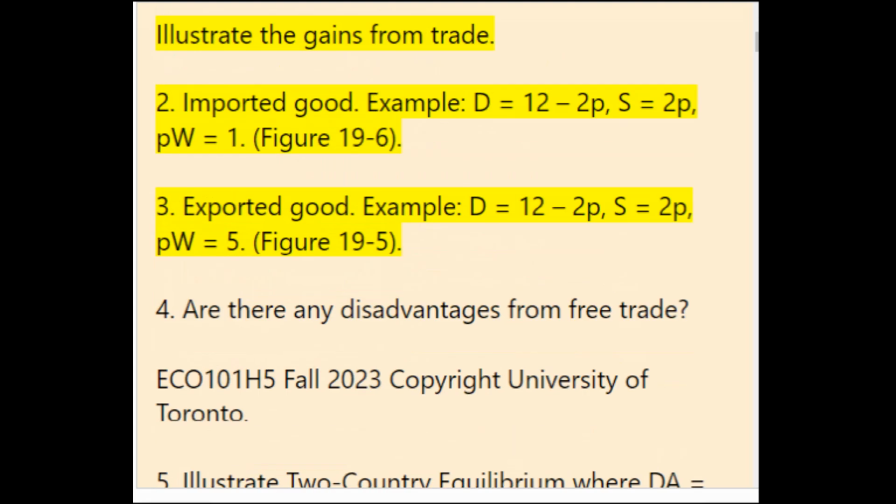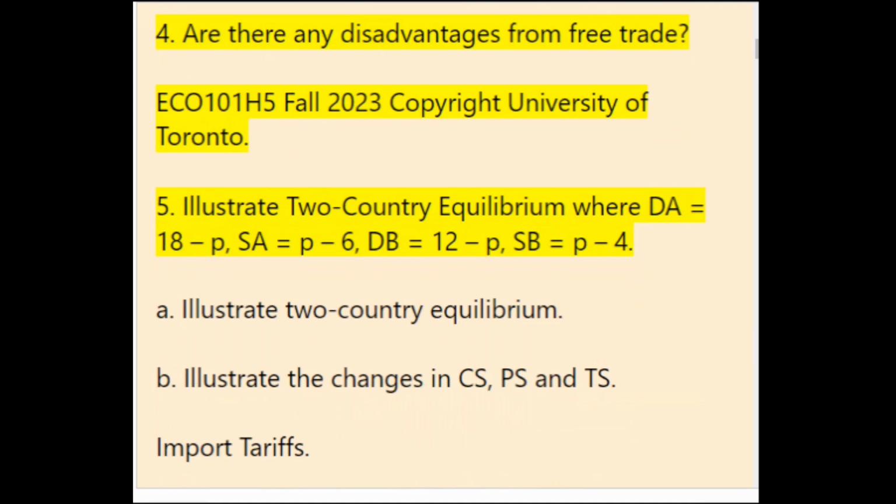2. Imported good. Example, D = 12 - 2P, S = 2P, PW = 1. Figure 19-6. 3. Exported good. Example, D = 12 - 2P, S = 2P, PW = 5. Figure 19-5. 4. Are there any disadvantages from free trade?